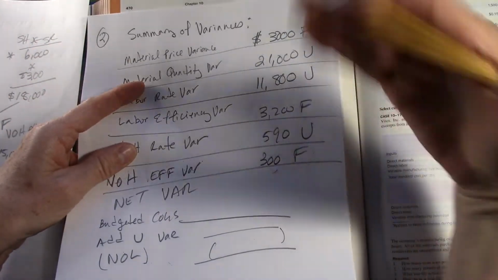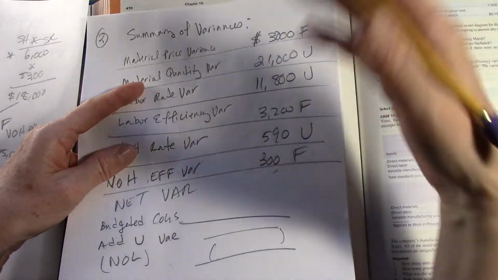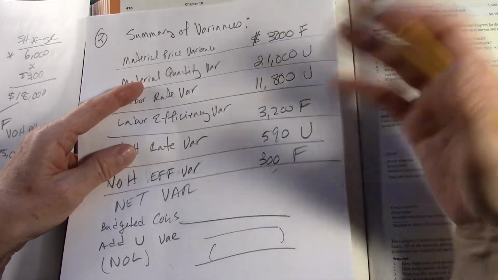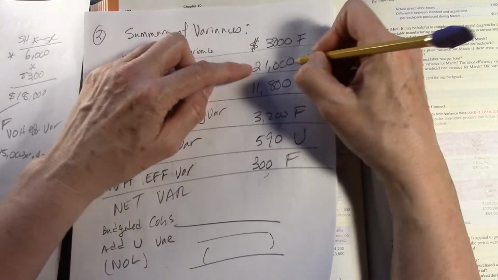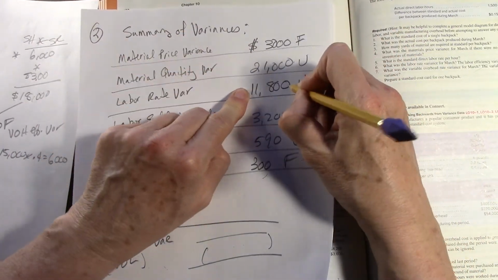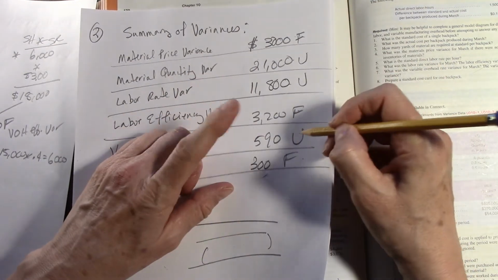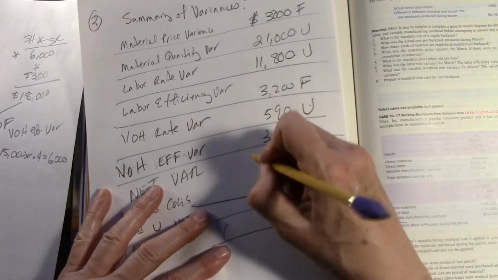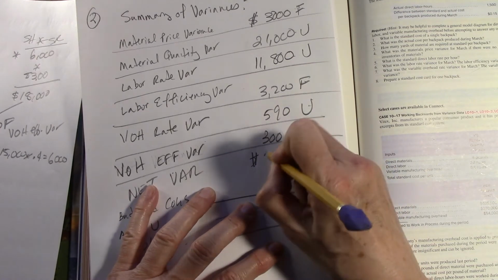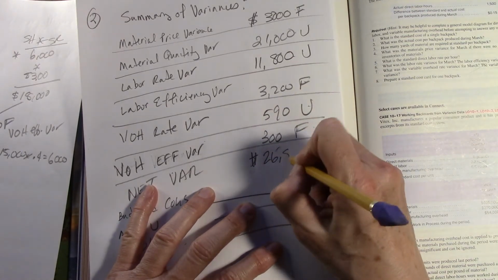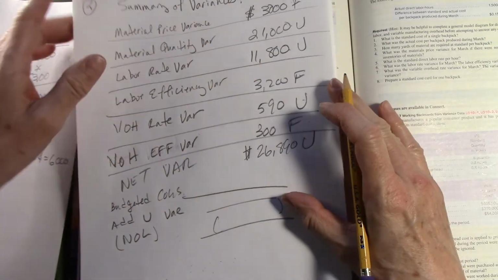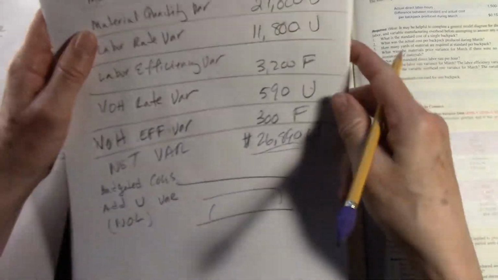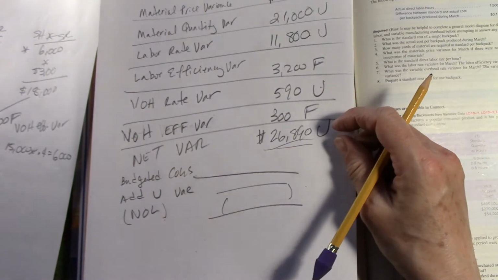So favorable you add, unfavorable you subtract, so you come up with a net variance. So 3,000 minus 21,000 minus 11,800 plus 3,200 minus 590 plus 300 equals 26,890 unfavorable. So that is my net variance.